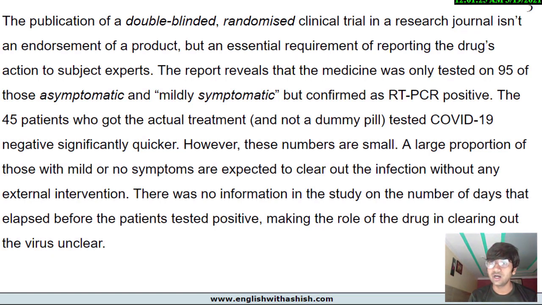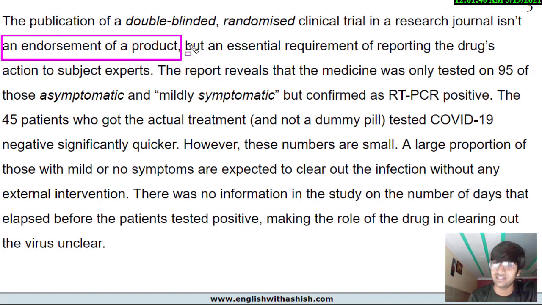All right. So the publication of a double-blinded randomized clinical trial in a research journal is not what? An endorsement of a product. This is not this. So A equals B. A does not equal B. All right. This is not an endorsement of a product. So the publication of a double-blinded randomized clinical trial in a research journal, this is not an endorsement. This is not a promotion of a product, right? This is not this, but this is this.